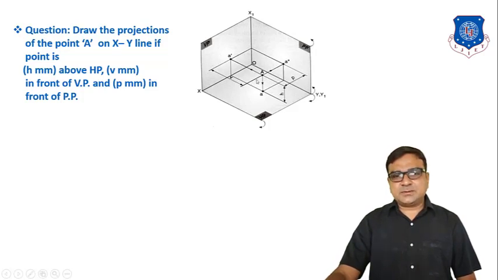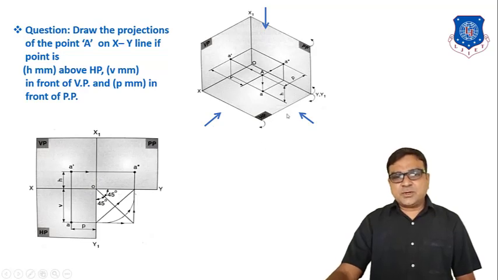So when you observe from the front, the location of A is like this. A is h mm above HP, v mm in front of VP, and p mm in front of the profile plane. So this is our original object, capital A. When you look from here, this is the position for the front view. Any observer observing the object A gets its projection on the vertical plane, A dash. When you observe from the top, the projection of A on the horizontal plane is denoted by small a. And from the left hand side view, the projection of A obtained on the profile plane is A double dash.